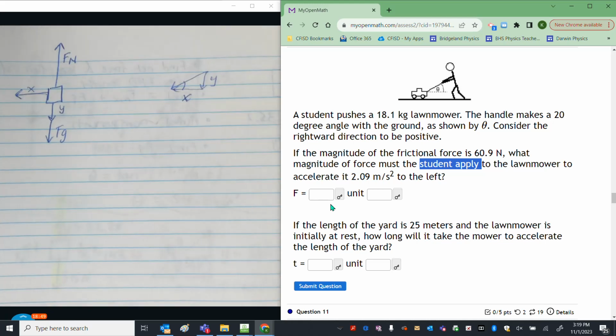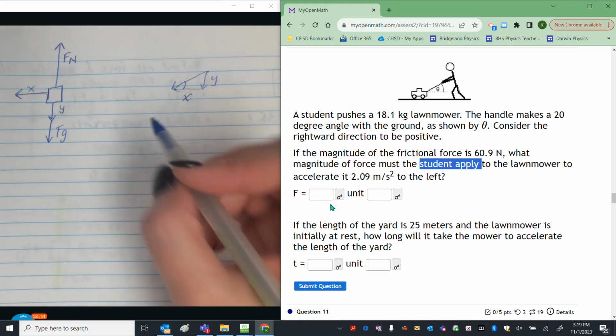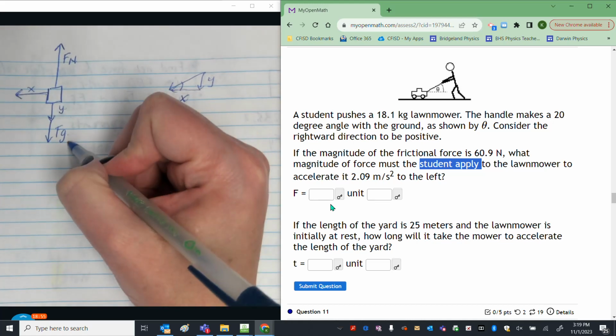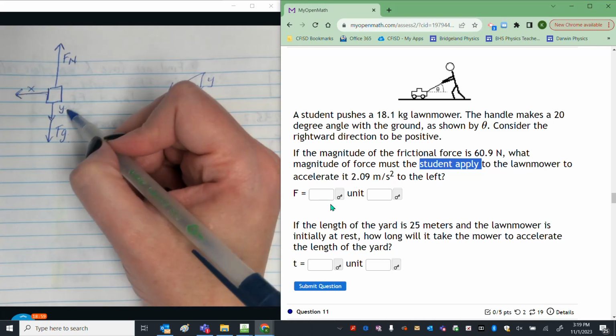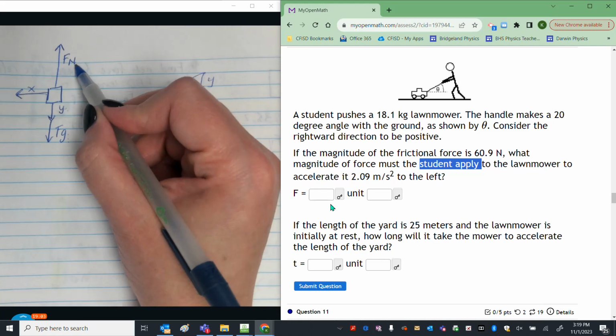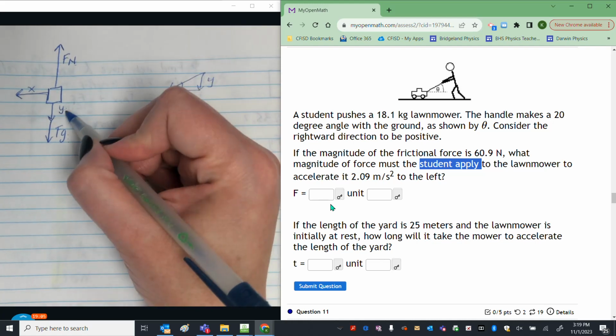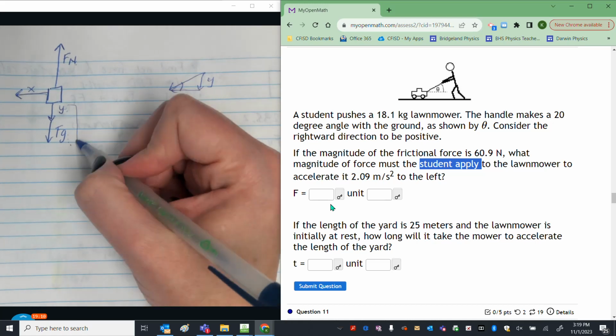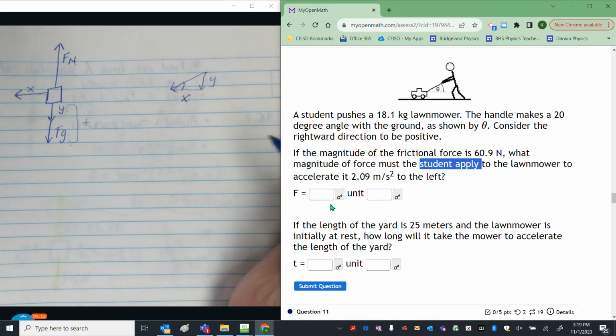My lawnmower is not accelerating vertically, so I know that Fn will be equal and opposite to these two added together. My net force vertically will be 0. Therefore, this minus this will equal 0, or you can say that the magnitude of Fn will equal the magnitude of y plus the magnitude of Fg. Again, these two add up to be equal to that.